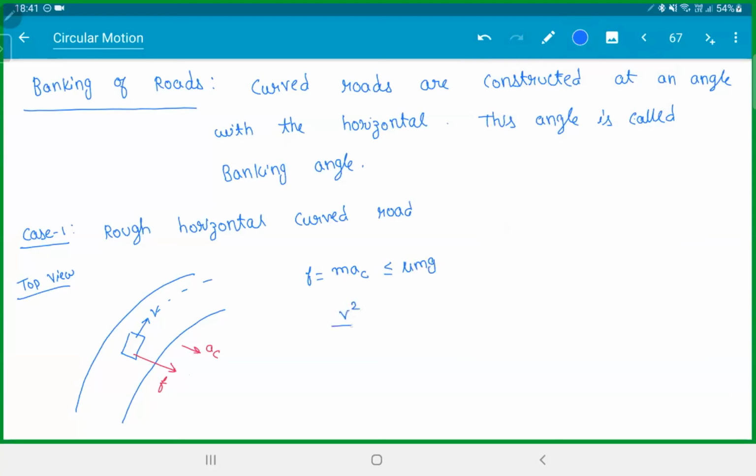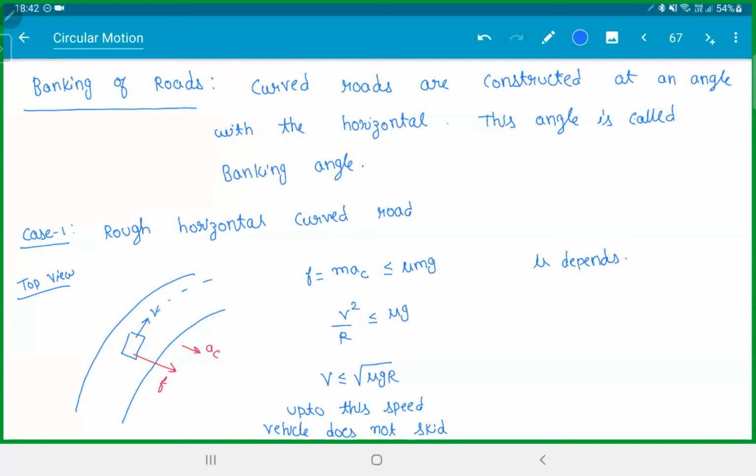So the centripetal acceleration v square by r is less than equal to mu g. So v is less than equal to root of mu g r. Means if the vehicle goes faster than this, it will slip. So up to this speed, there is no skidding. Now the problem here is that the speed which we got completely depends on mu.